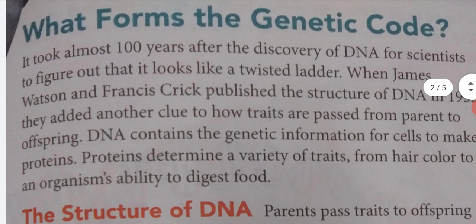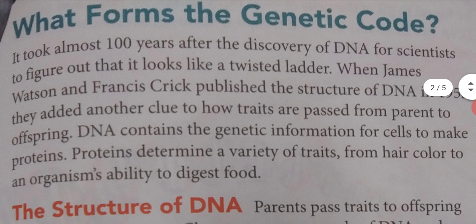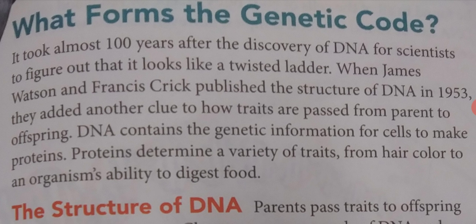What forms the genetic code? It took almost 100 years after the discovery of DNA for scientists to figure out that it looks like a twisted ladder. When James Watson and Francis Crick published the structure of DNA in 1953, they added another clue to how traits are passed from parent to offspring.